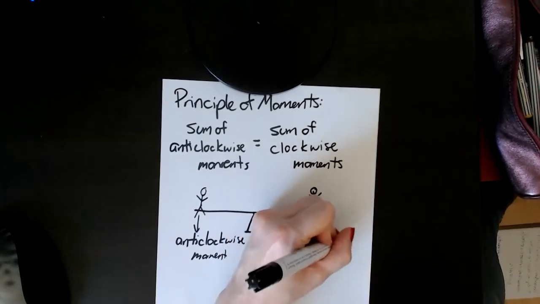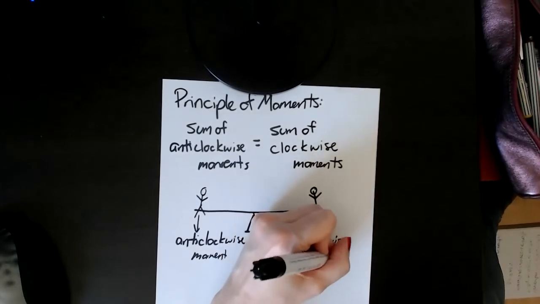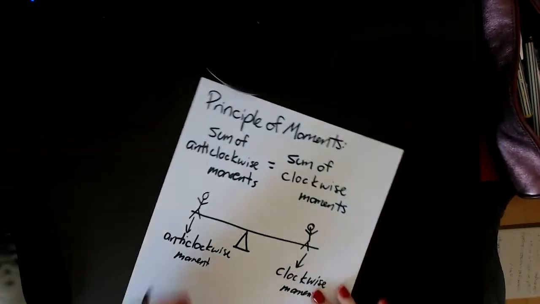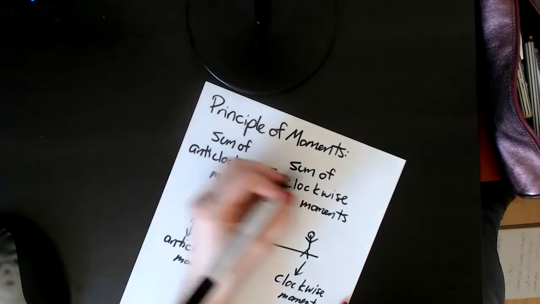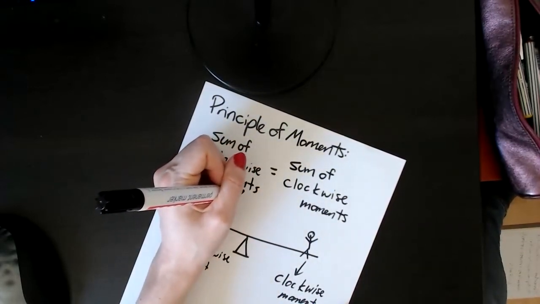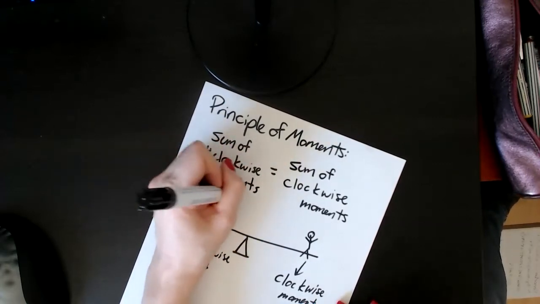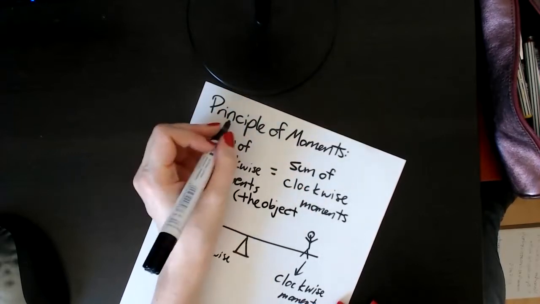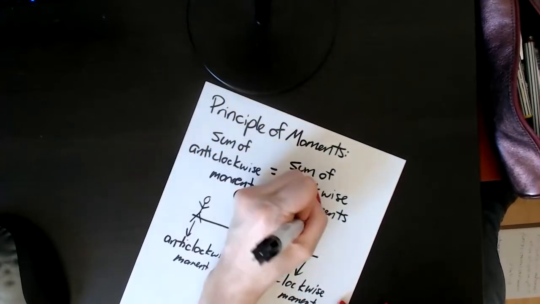Now, if you wanted to figure out if this is balanced, oh, sorry, I forgot up here, the sum of it. So if this is true, the principle of moments, then the object is balanced. Sorry, forgot to write that up. If you ever are asked to write the principle of moments, you should include that.